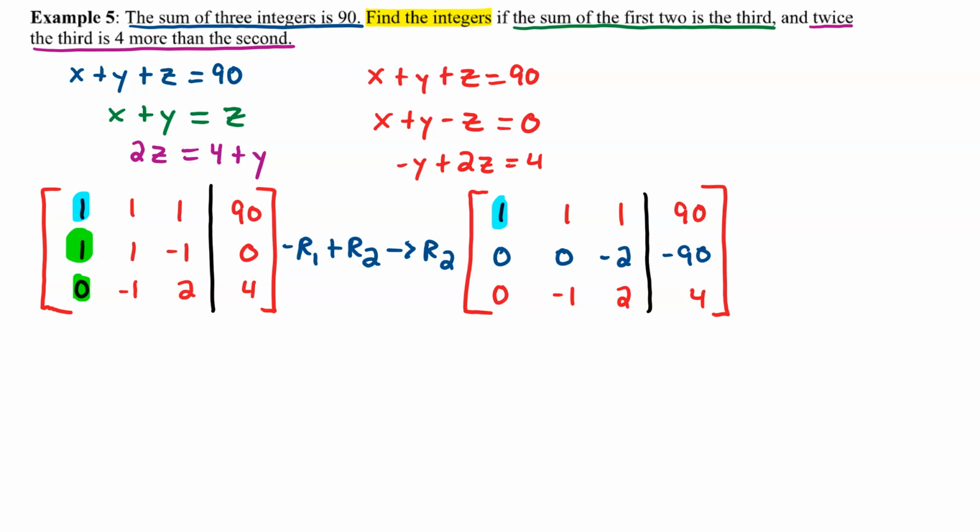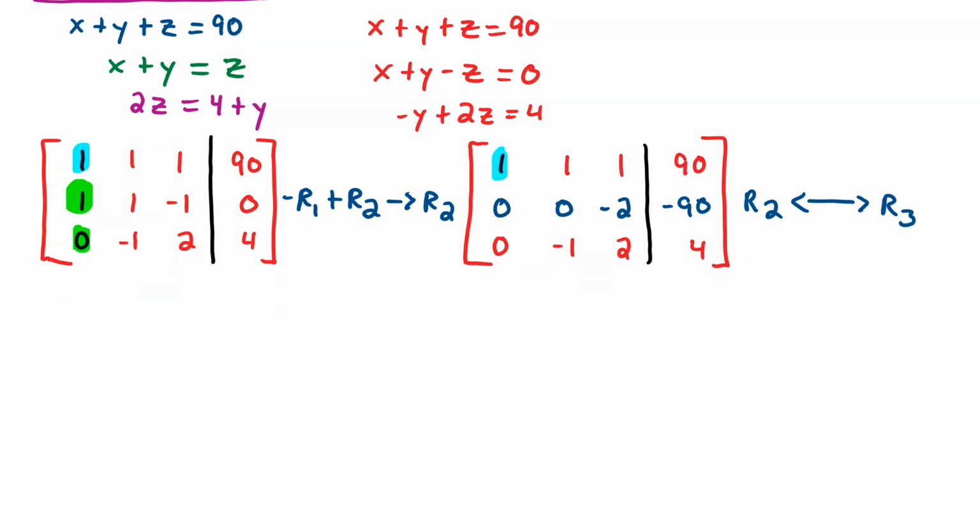So that's what we're going to do, just use that operation that allows us to switch rows 2 and 3. So we're going to interchange. We're going to switch row 2 with row 3 to get our new matrix. So that top row, 1, 1, 1, and 90. And then our second and third rows are switching. So we're going to have 0, -1, 2, and 4. And then our bottom row is going to be 0, 0, -2, and -90.